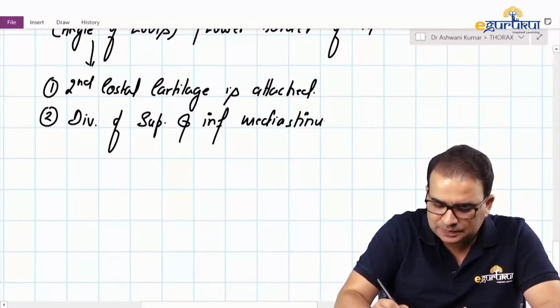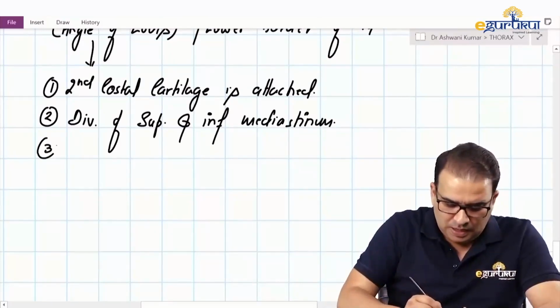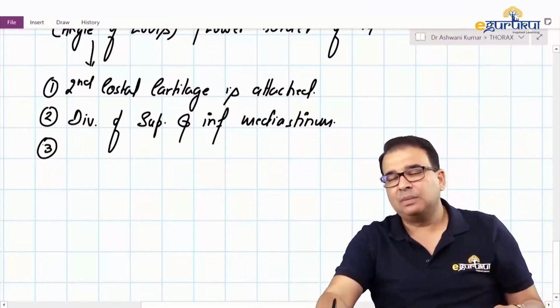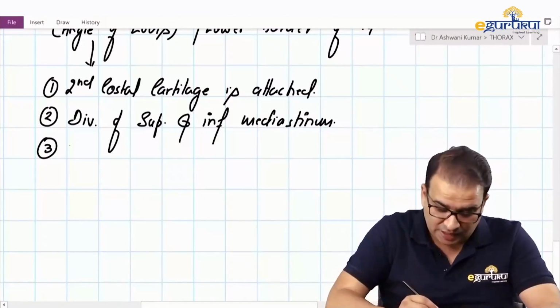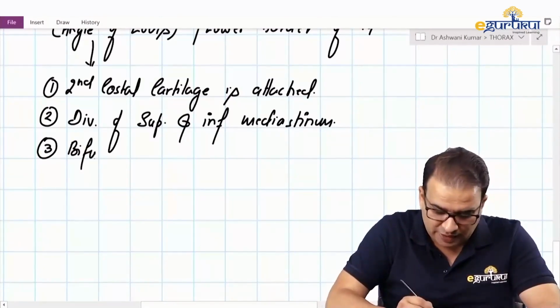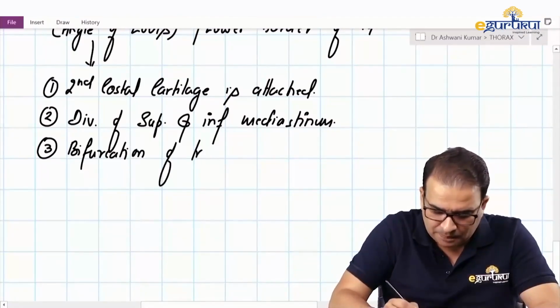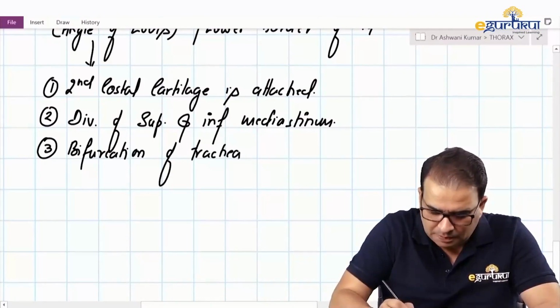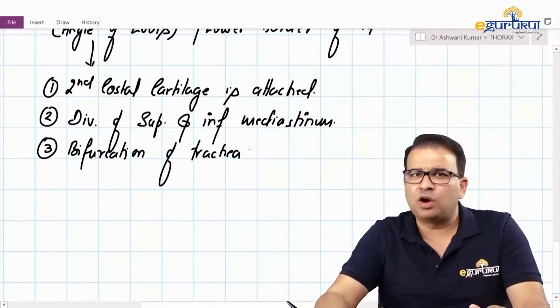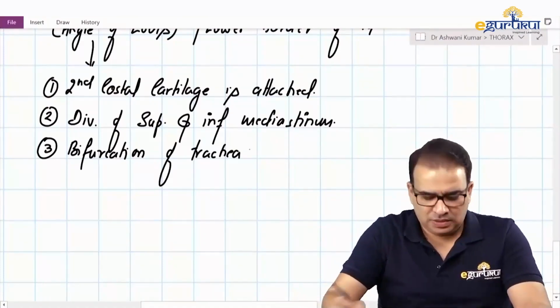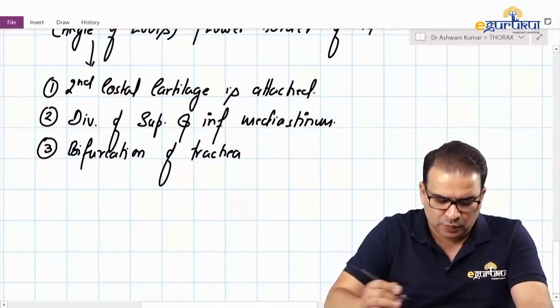Okay, what else? It's a very important landmark for the bifurcation of the trachea. Now I'll add something to this, but you can write it first. Bifurcation of trachea. Bifurcation of trachea takes place at the lower border of T4. That's how it's always been said.